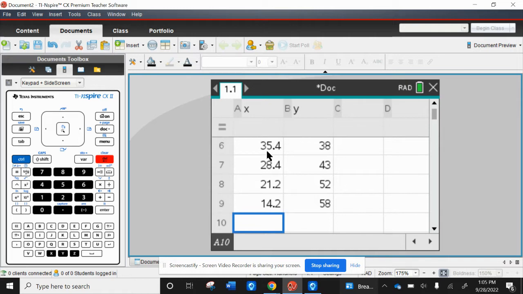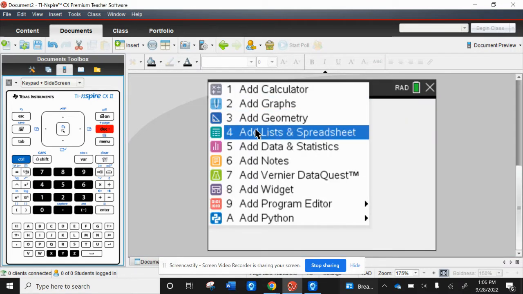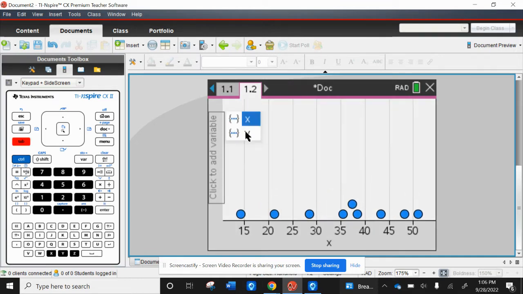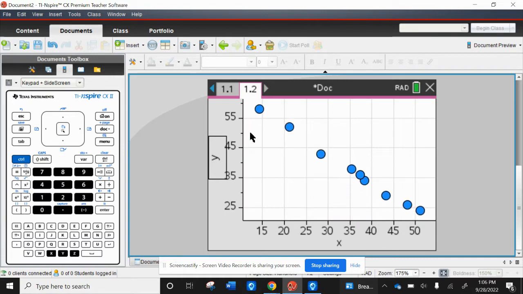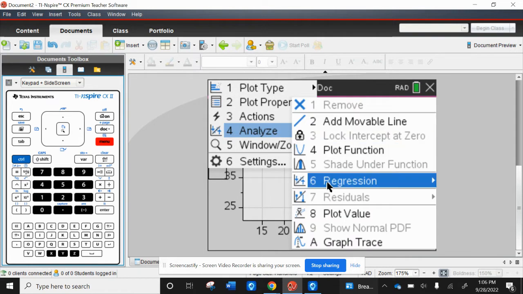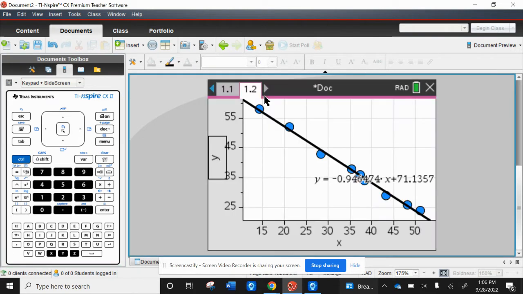So now we're going to define the equation. We're going to do Control Doc, go to number 5, Tab X, Tab Y, and then go to Menu, Analyze Graph, Regression, Show Linear MX plus B. All right, there's our equation. Remember, we're rounding to the hundredths, so that's 2 decimal places.